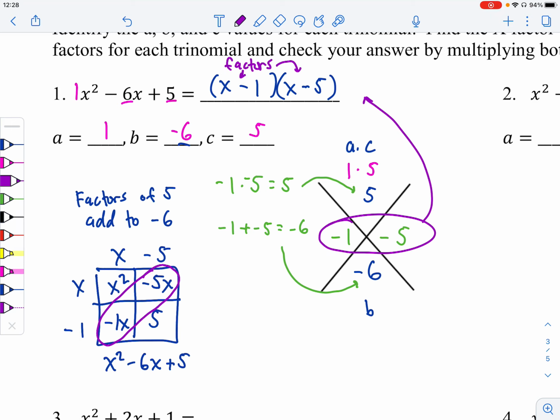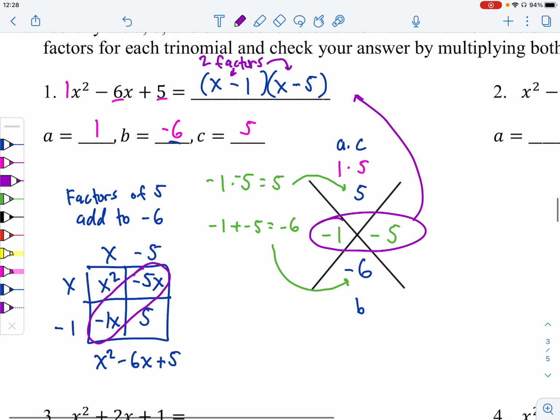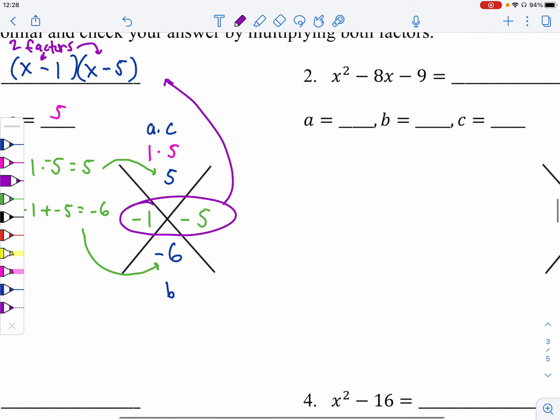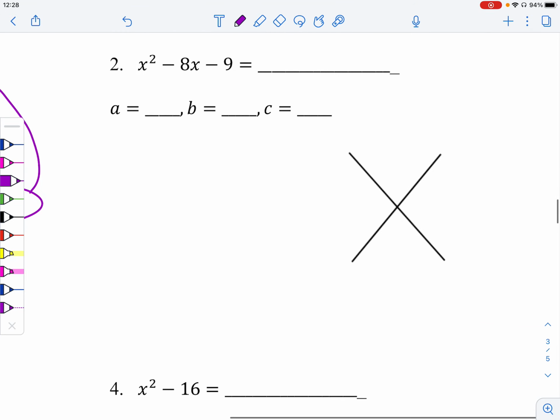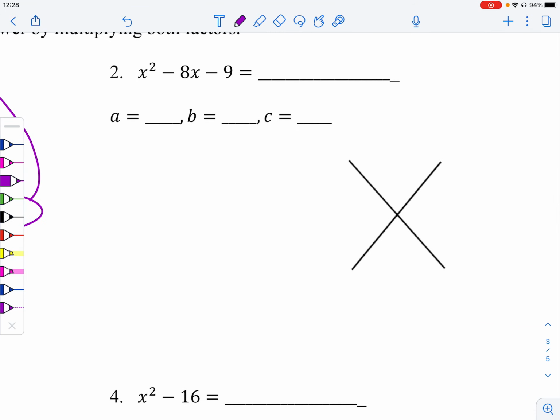Right there. So we have two factors. Okay, so let's do number 2. Similar, right? X squared minus 8x minus 9. So we know already it's going to be two factors, because these all give two factors. So we can just write out our parentheses right here.